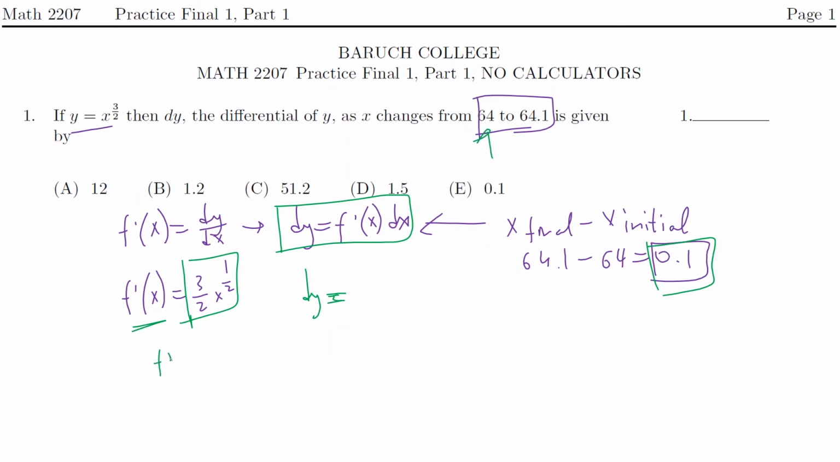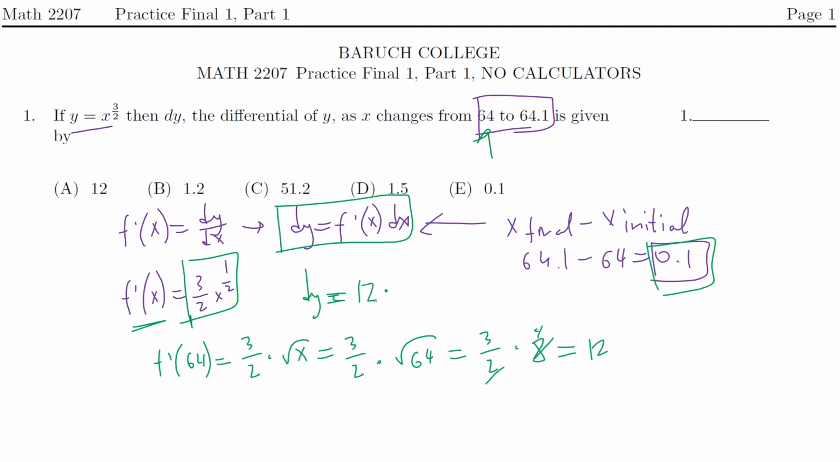So f prime of 64 is equal to 3 over 2 times root of x, which is 3 over 2 times root of 64. So root of 64 is 8. So this is equal to 3 over 2 times 8, which is the same thing as just 12. So dy is equal to 12 multiplied by 0.1, which is 1.2. The answer is B.